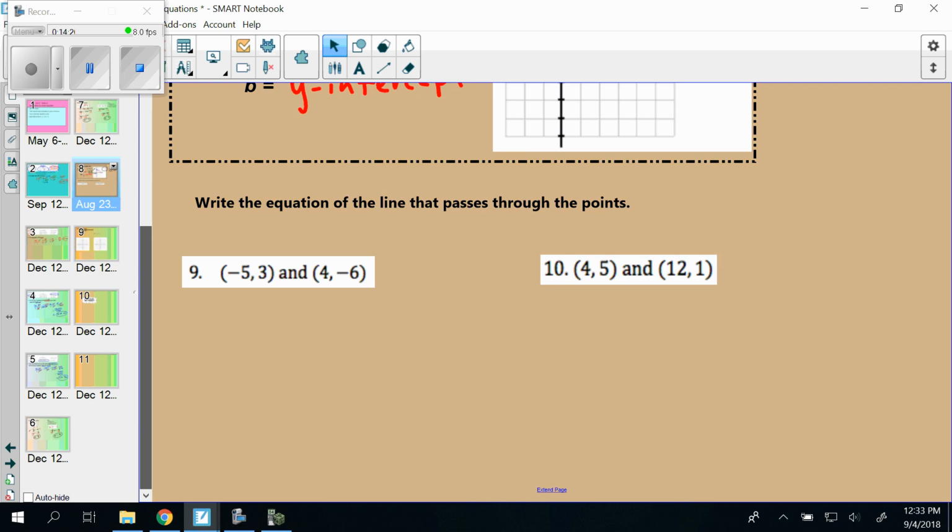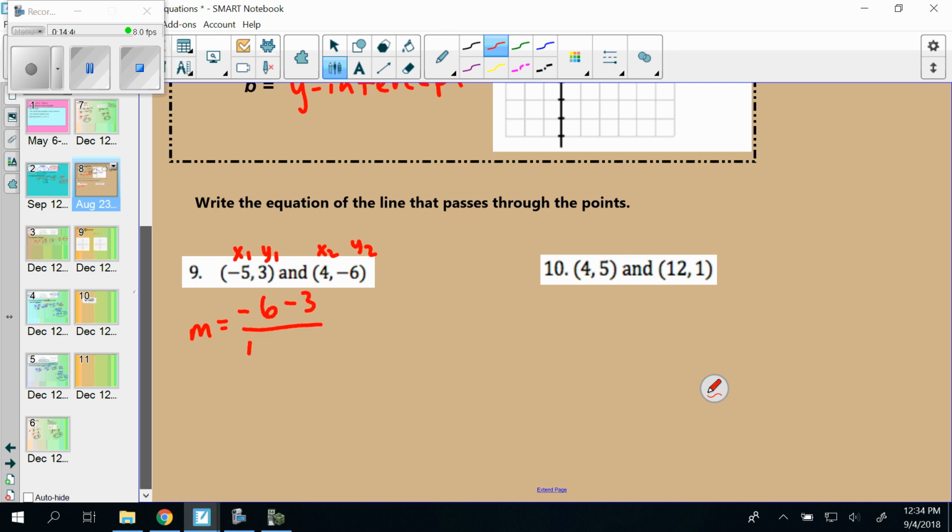So in example 9, if you're given 2 points, first thing we want to do, find that slope, find the m. So here m would be your difference of y's over your difference of x's. You got x1, y1, x2, y2, so subtract the y's on top. Negative 6 minus 3 over, now subtract the x's, 4 minus negative 5. Okay, recall minus the negative, we know we're going to end up adding those there. So on bottom, we will end up with 9. On top, we'll end up with negative 9. So our slope comes out to be negative 1 if we divide those out.